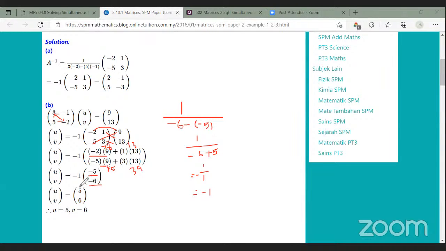Once you already get this, you have to times it in with the negative 1 over here. So negative 1 times negative 5, you'll get 5, and negative 1 times negative 6, you'll get 6. As you can see here, we've copied down the UV matrix. U lines up with 5 and V lines up with 6, so you can conclude that U equals 5 and V equals 6. And that's how you solve that question. I think we can do one more question before we end the session.